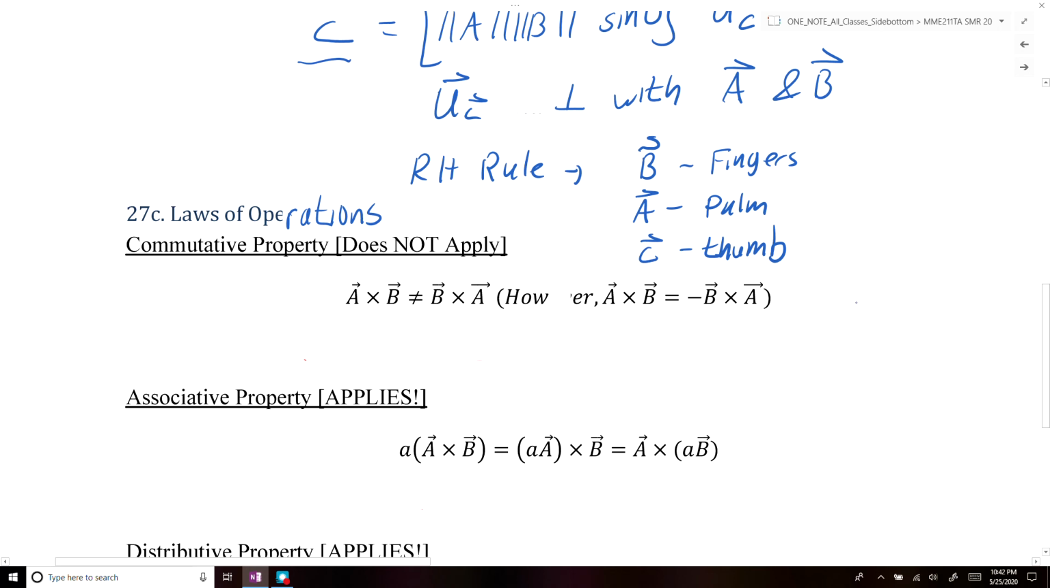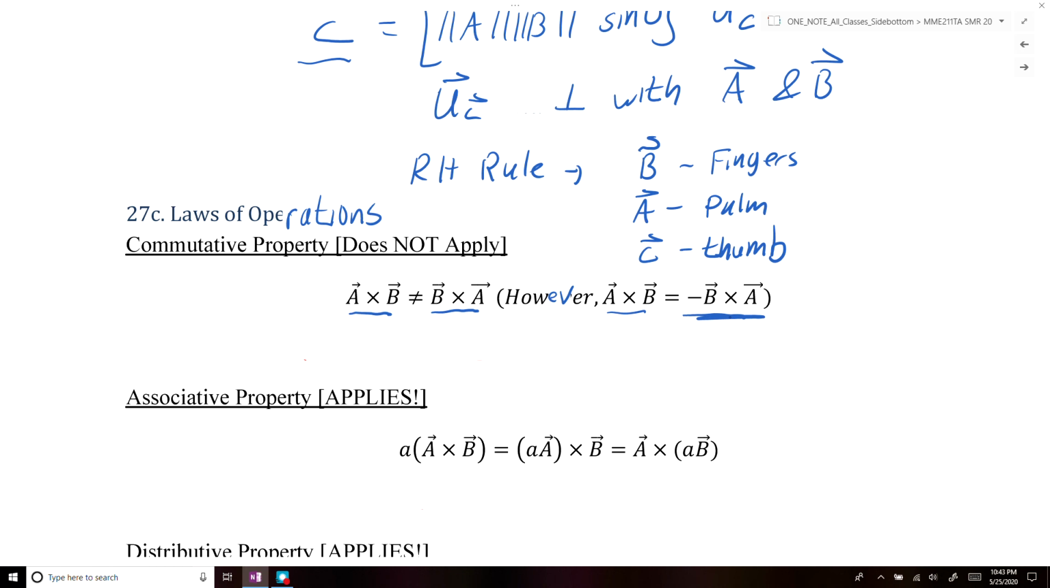For the cross product, there are a few things in terms of how you can apply it that you should be aware of. For example, the commutative property, which basically asks: does the order in which you do the operation matter? That does not apply for the cross product. A cross B does not equal B cross A, but A cross B does equal negative B cross A. So if you're supposed to do a cross product in a certain fashion, you must do it in that fashion. Otherwise, you're going to get the negative answer.